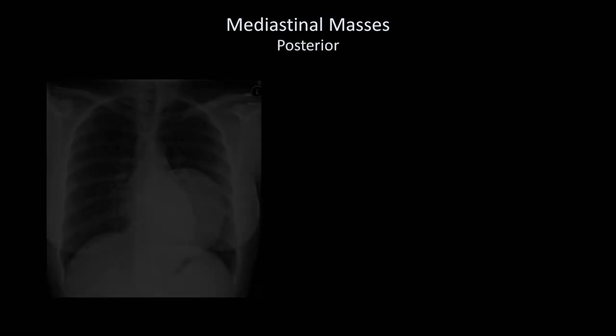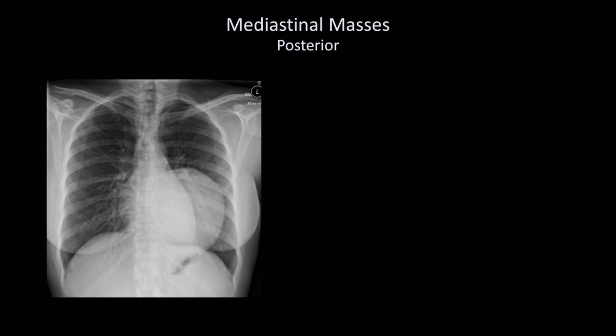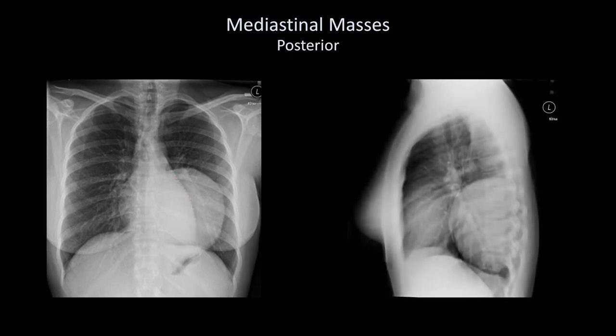Finally, here is a posterior mass. You can tell it's not middle from the PA film because there is still a very well-defined left heart border. The lateral film confirms this mass is arising from the posterior mediastinum. In this case, biopsy demonstrated a schwannoma.